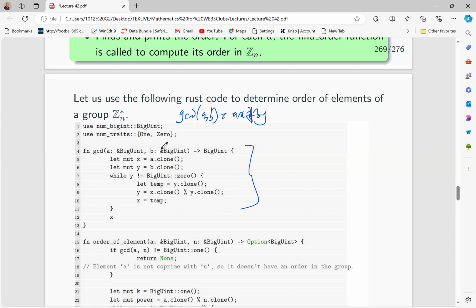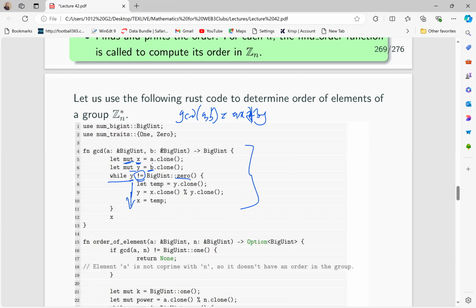And look at what it does. It lets X be A, and it says this will be mutable, changing with time. Then it lets Y be B. Then again, this will be mutable, changing with time. Then there's a while loop. It says, while Y is not equal to 0, proceed inside here and perform what is inside.